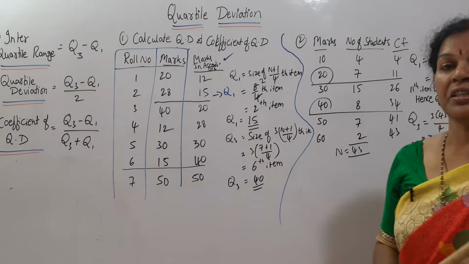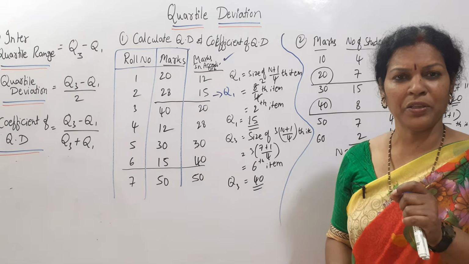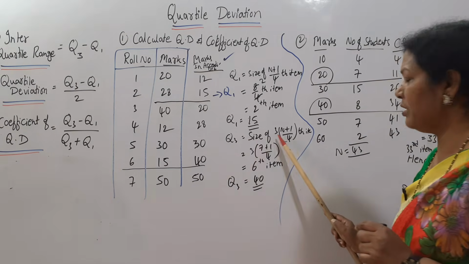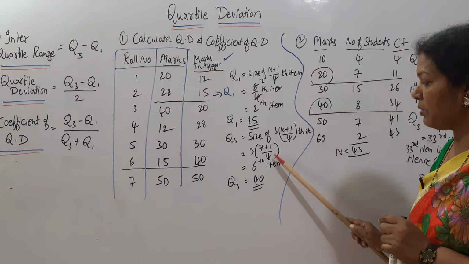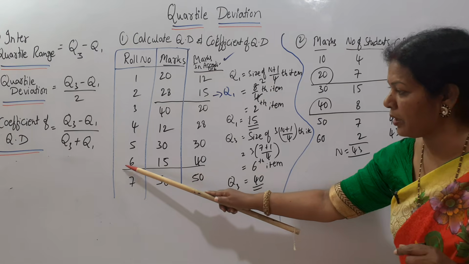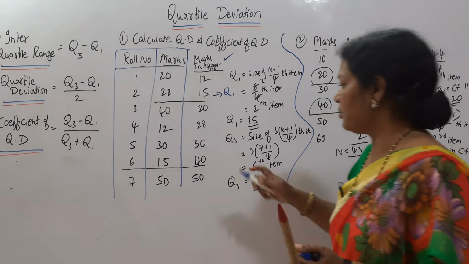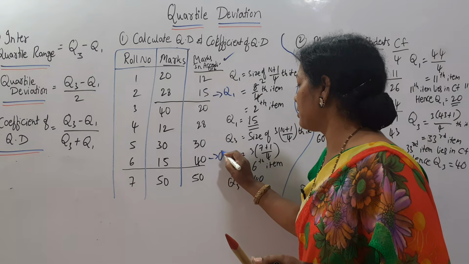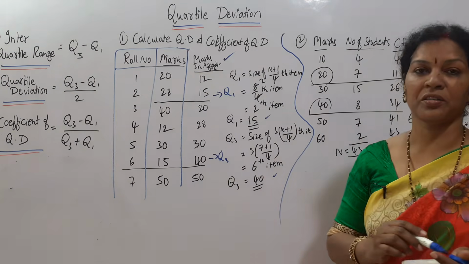In the same way, what is the formula for Q3? Size of 3 into (n plus 1) by 4th item. Here n is 7, so 7 plus 1 is 8, and 3 into 8 by 4 gives the 6th item. The 6th item is this one, which means Q3 is 40. So Q1 you got, Q3 you got.